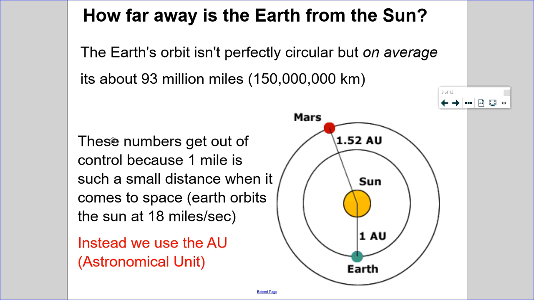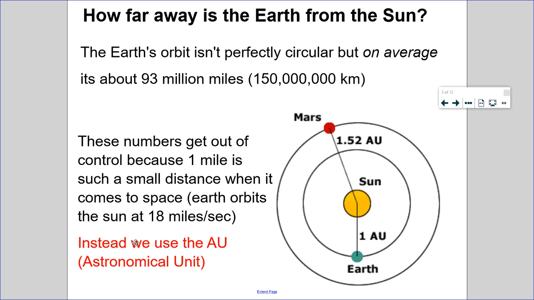These numbers get out of control very quickly because 1 mile is such a small distance when it comes to space. For example, right now, in the time it takes me to speak for 1 second, Earth will have moved 18 miles in its orbit around the sun. So we're traveling at incredible velocities, and it just doesn't make sense to start using miles and kilometers when we're talking about distances in space.